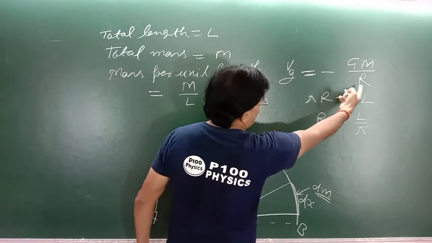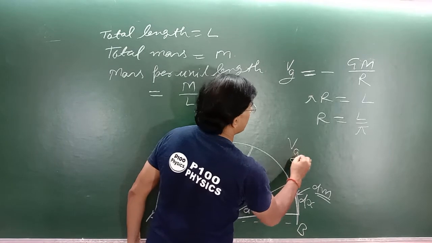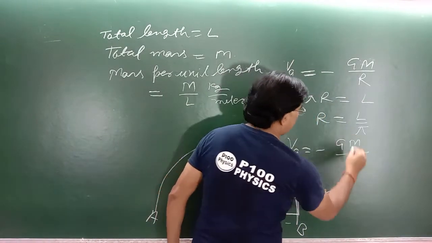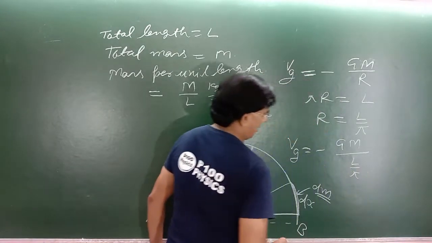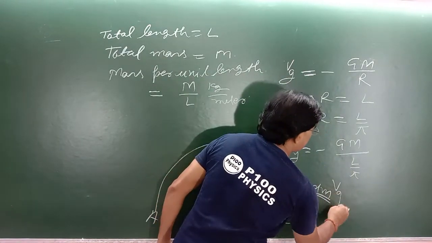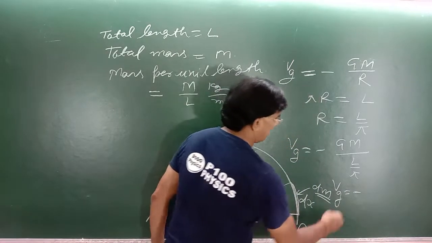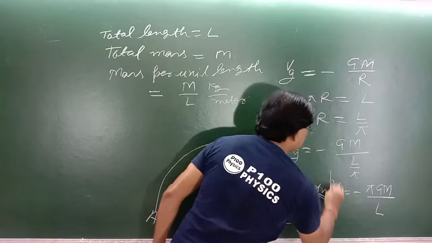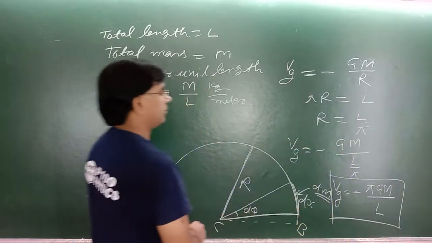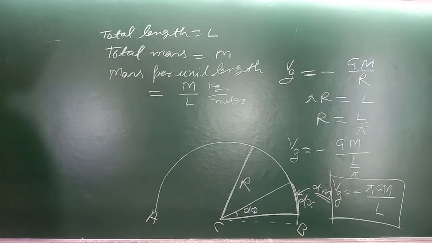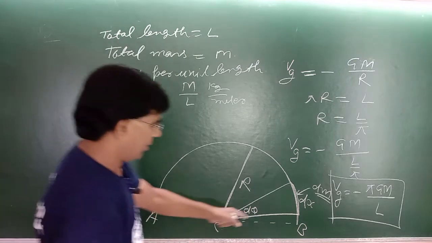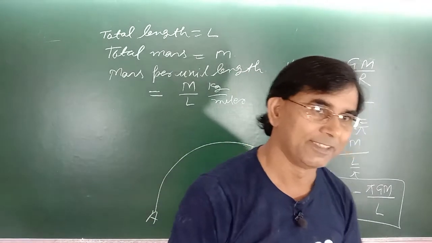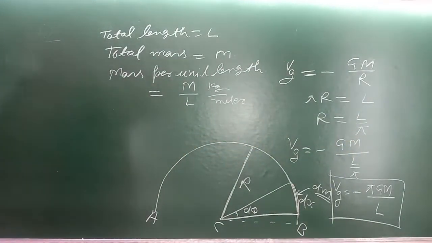Now putting the value of R, Vg will be equal to minus Gm by R, R means L by pi. Then Vg equal to minus pi Gm by L. This is the fantastic answer of the question. Vg equal to minus pi Gm by L. That is the answer. In a single step, you can solve this question very easily.